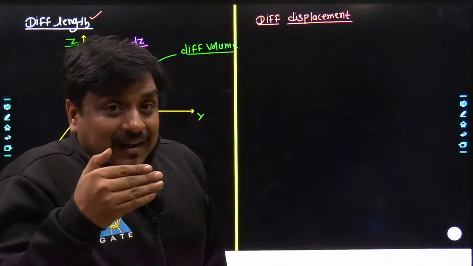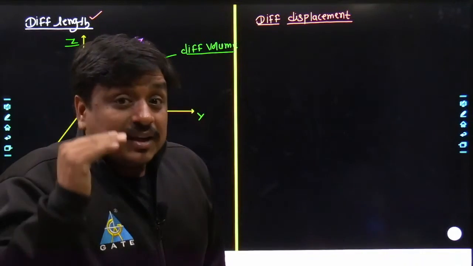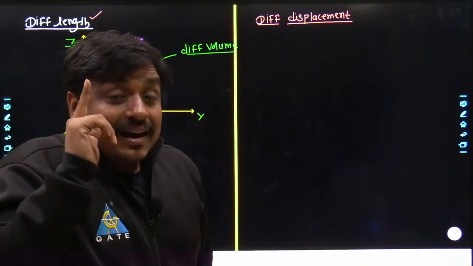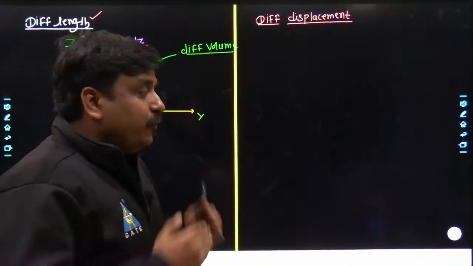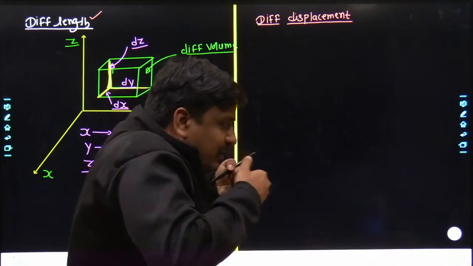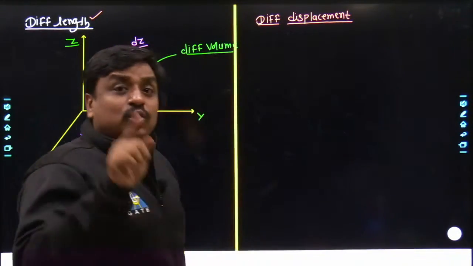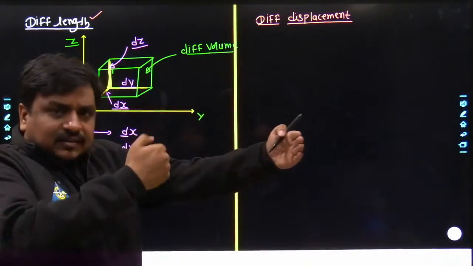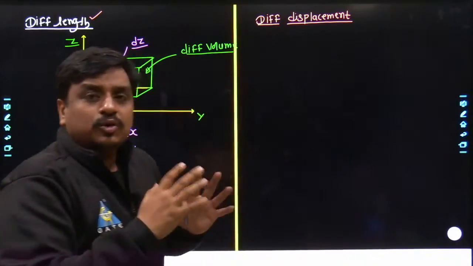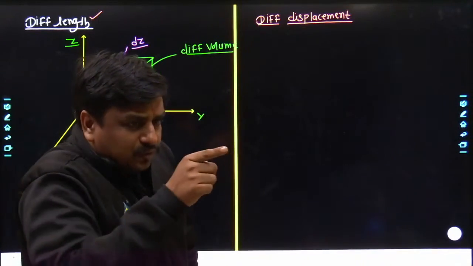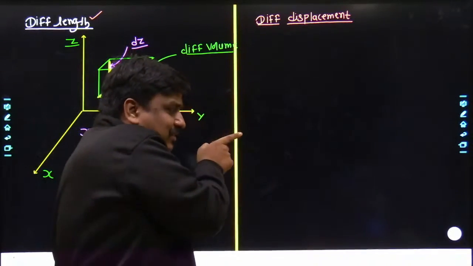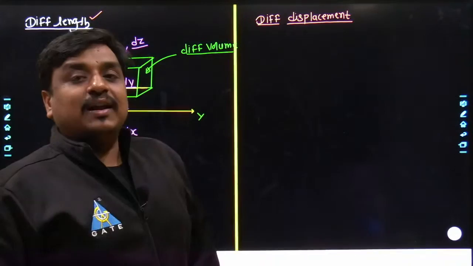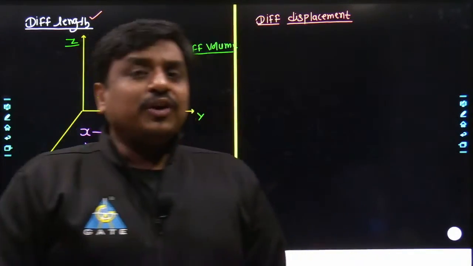Although you are traveling a certain differential length, even the direction of that length matters a lot. If a differential length has been traveled in this direction, that means you have done work over the system. If the differential length has been traveled in this direction, that means the system has done work on you. And similarly, if you move towards this side, differentially, there is no work done at all. What does that mean? Could you figure it out?